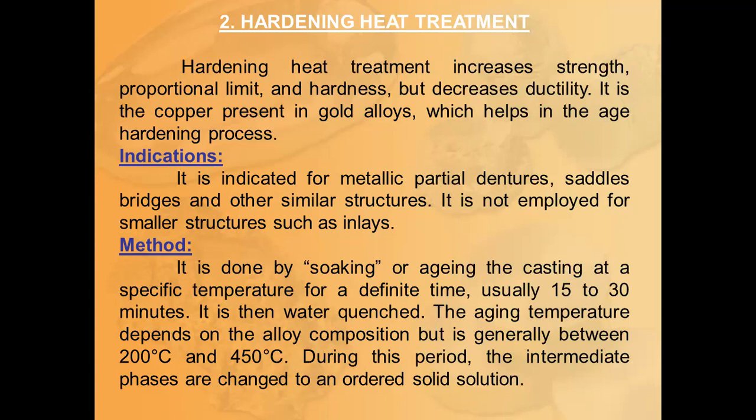Method: it is done by aging the casting at a specific temperature for 15 to 30 minutes. After that, it is water quenched. The aging temperature depends on alloy composition also, but it is generally between 200 to 450 degrees centigrade. During this period, all the intermediate phases are changed to an ordered solid solution.